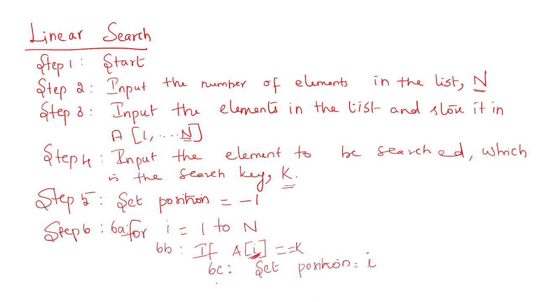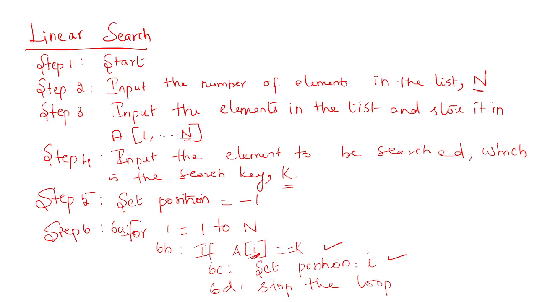One more thing I have to do here: whenever this is equal, I should stop the loop, or break the loop and come out, because I have found the item. I have stored the corresponding position in the variable position. The only flag we have to check whether the element is found or not is position.